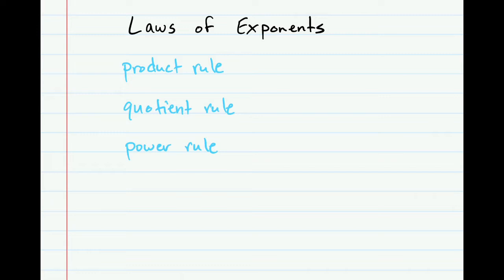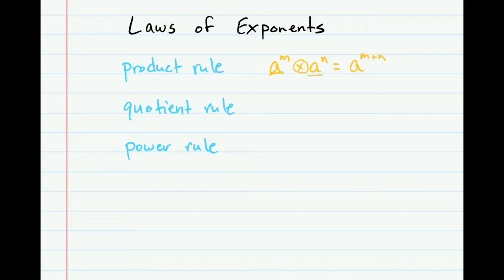So just a quick review, the product rule, if we remember, says that a raised to the power of m times a raised to the power of n is equal to a raised to the power of m plus n. If we have the same bases and we're multiplying, we just add the exponents.